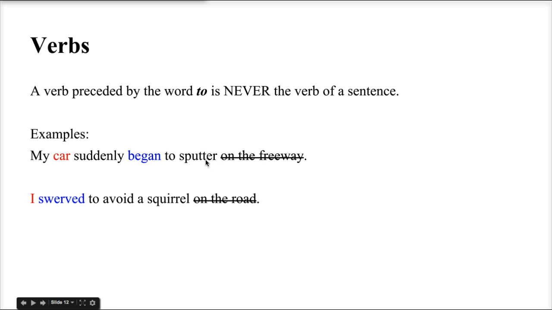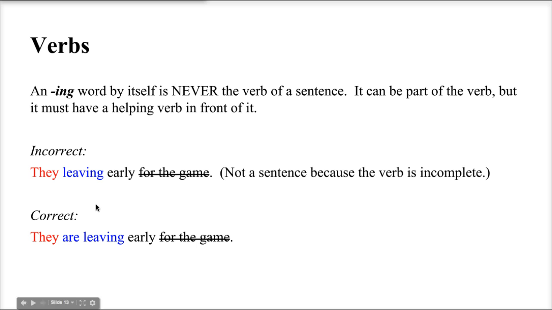Sputter can be a verb sometimes, but we know in this sentence that it is not functioning as a verb because the word right before it is to, which means it can never be the verb of this sentence. The same is true in this bottom example here as well. Avoid is sometimes a verb, but when you see this word here in front of it, you know that indeed it cannot be the verb. And then finally, ing words. Ing often indicates that a word is part of a verb, but it can only be part of the verb, as it says here, if it has a helping verb in front of it. So if you are ever choosing an ing word as part of your verb, it has to have a helping verb that goes along with it in order for it to be correct.